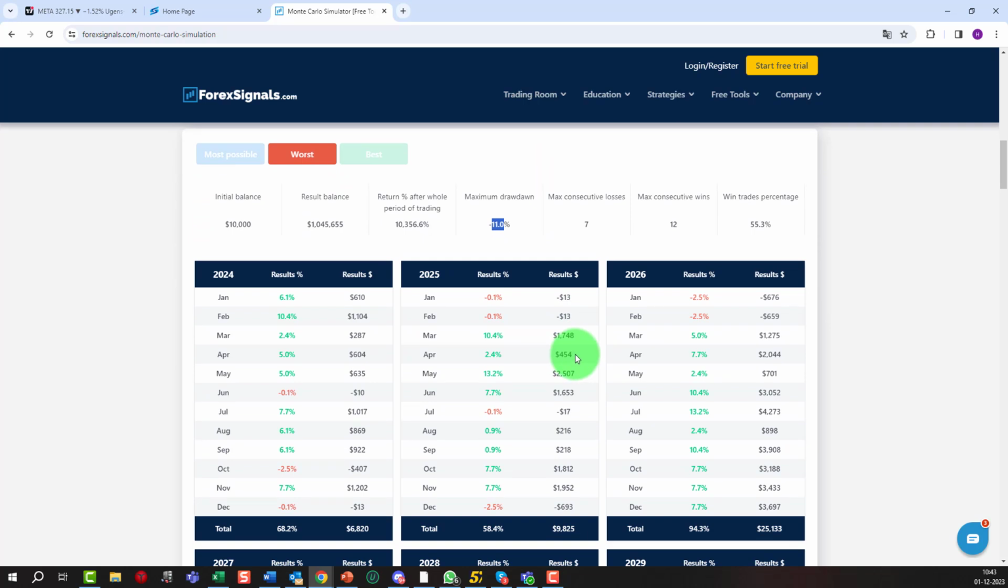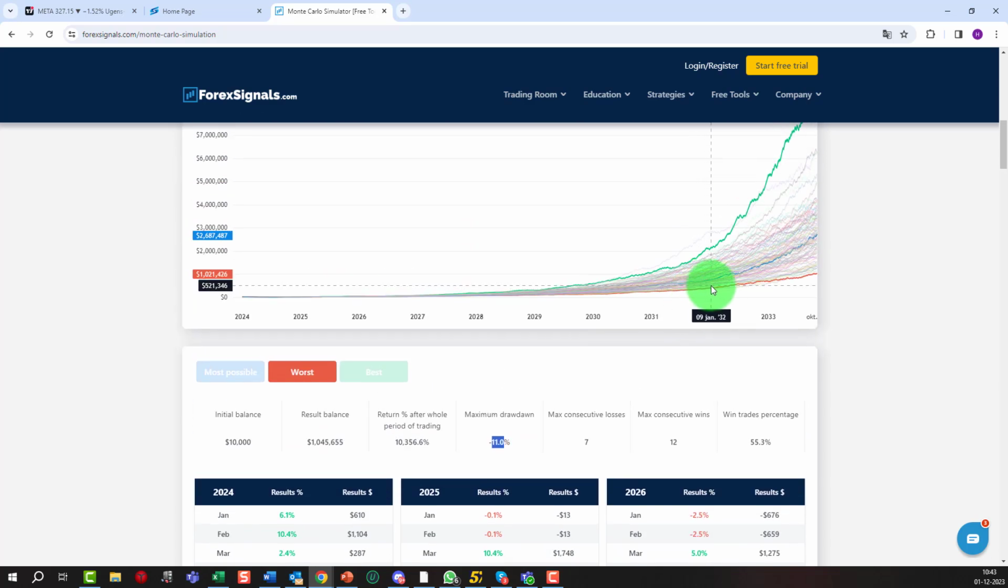But if you want to make money, you need a repeatable pattern that you can do statistics on. Now this is the absolute worst case, so that is the red line down here. We can also choose the most possible, and that is the midpoint here, the blue one.